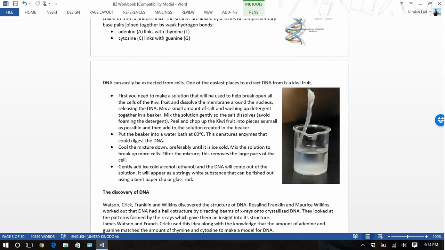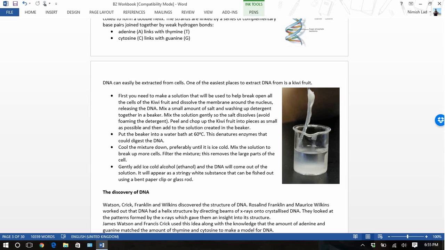You put the beaker, which contains the chopped up fruit with the solution, in a water bath at about 60 degrees. This denatures the enzymes that could digest the DNA, so the DNA is not going to get digested now because the enzyme has been denatured, and we'll talk more about denaturing enzymes in another video. Then you cool the mixture down.